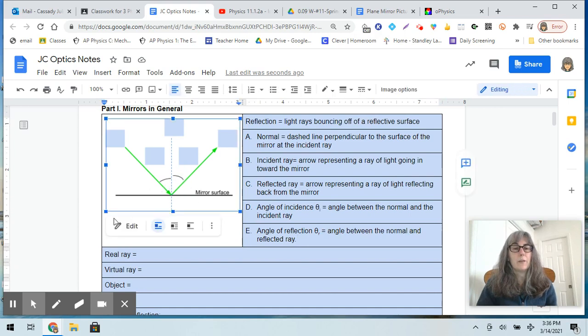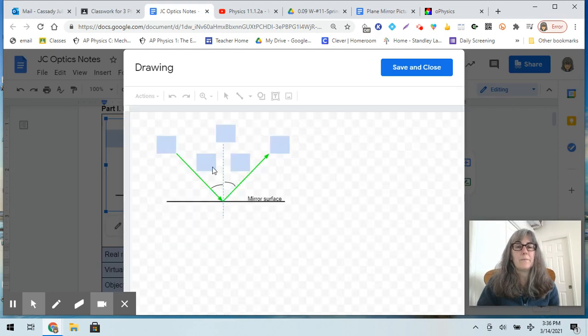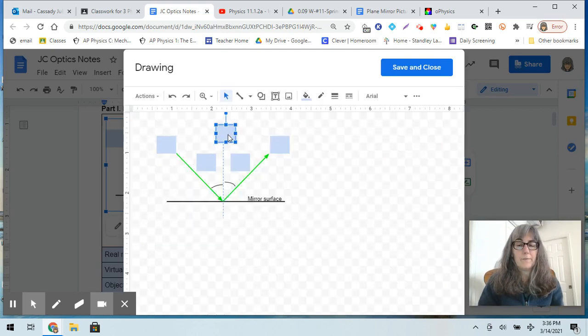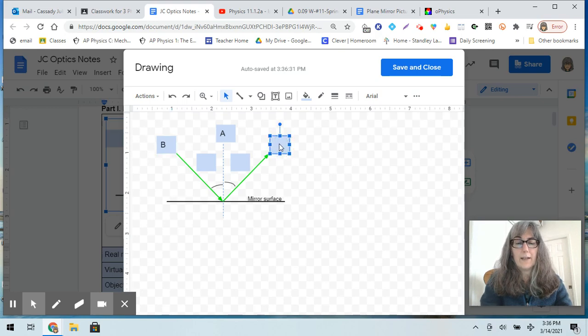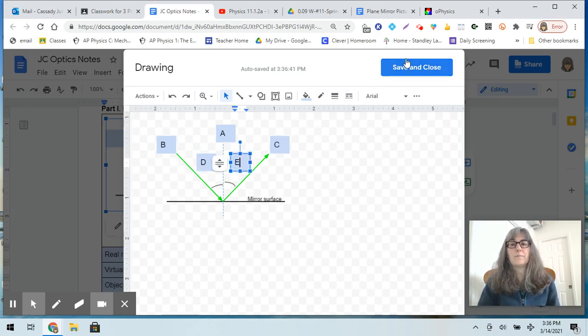So if you click on your picture, you should get an edit button. This is our normal, our incident ray, reflected ray, angle of incidence, angle of reflection.